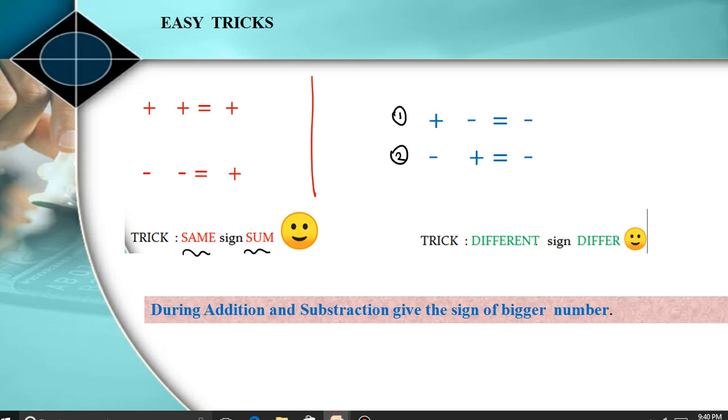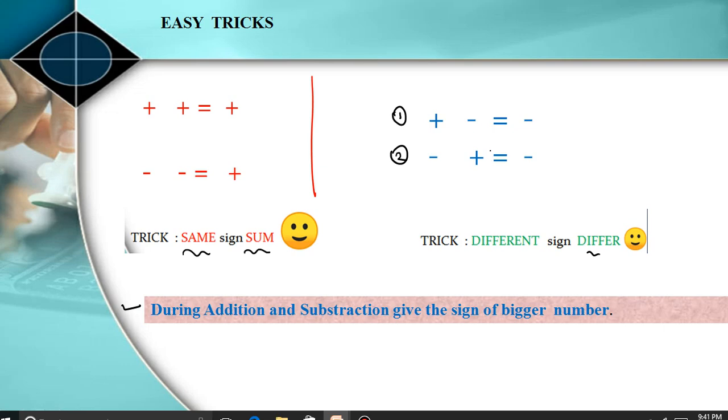And what is the trick? Different sign differ. These four properties you have to remember. And one more, I have just highlighted: during addition and subtraction, give the sign of the bigger number. This much you have to remember to do addition and subtraction of integers. So what will you remember? Plus plus becomes plus, minus minus becomes plus, plus minus becomes minus, and minus plus becomes minus. The trick is same sign sum. And if different signs are there, like plus minus and minus plus, it becomes differ. Different sign differ means there is a subtraction. If you remember this trick, you will solve all the problems.